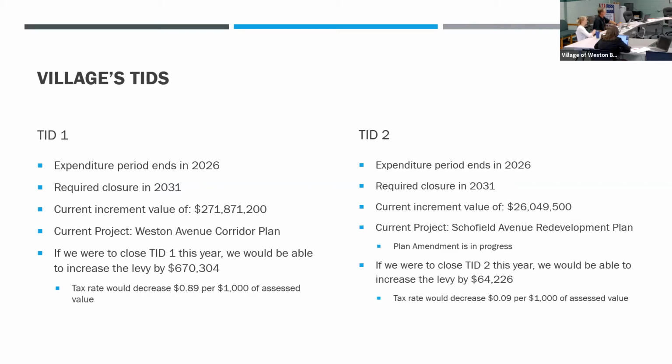Increment value in TID 2 is 26 million. The main project in that is a Schofield Avenue redevelopment plan, and they're working on a plan amendment right now. Planning and development, that's in the works. If we were to close TID 2 this year, it would increase the levy 64,000, which would decrease the rate 9 cents. And that's assuming that we claimed the whole amount to increase the levy. I think that's the last slide in that.